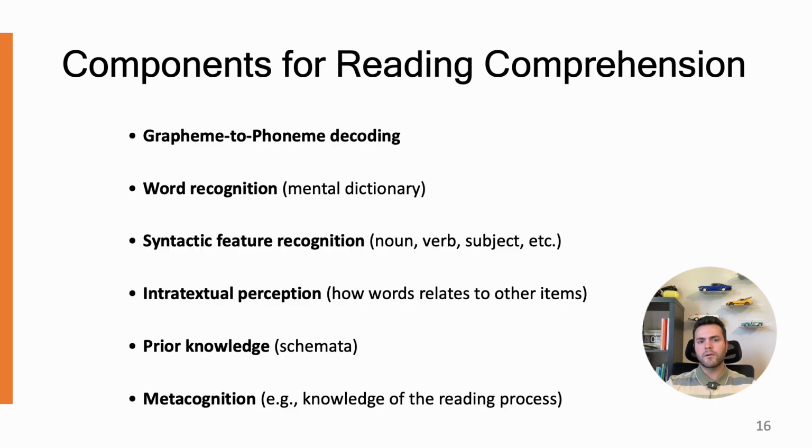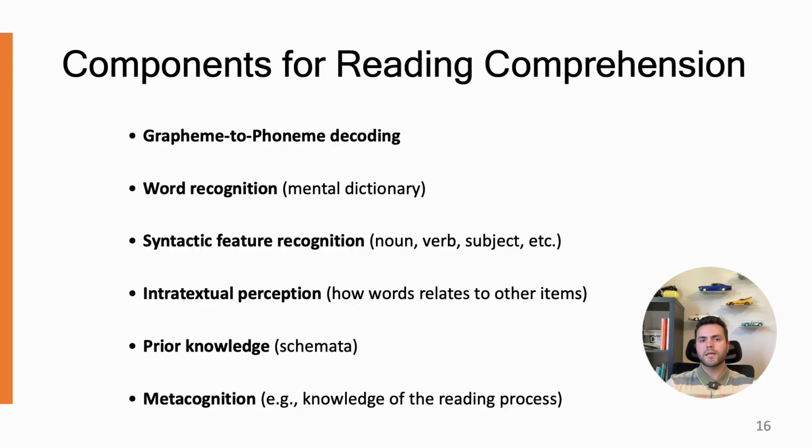Next, we got word recognition. Here we are talking about the ability to recognize words quickly and effortlessly. Think of this as the mental dictionary in action. So with word recognition, the reader is able to retrieve the meaning of a word without having to stop and analyze it. Next, we got syntactic feature recognition. Syntactic feature recognition involves understanding how words function in a sentence. For example, is that word a noun, a verb, or what?